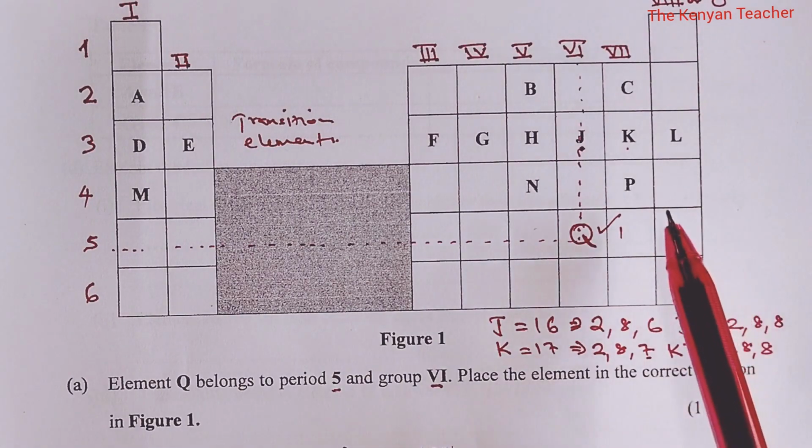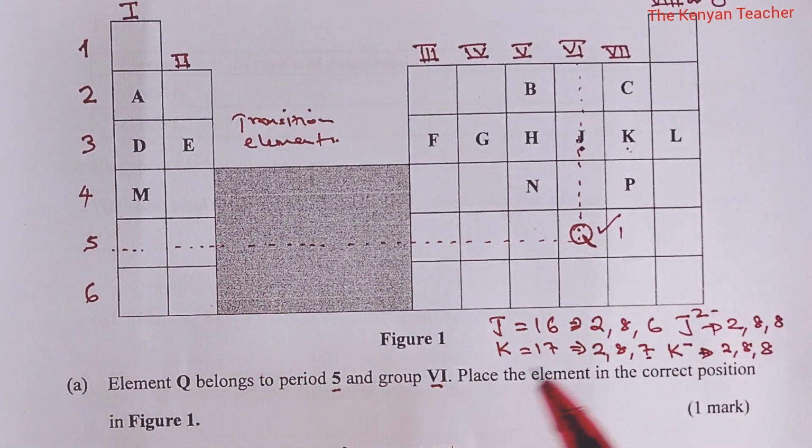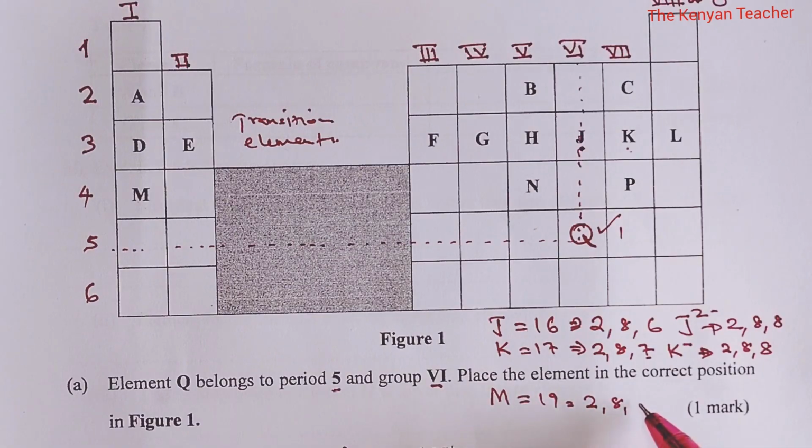To M, this is 17, 18. M now is atomic number 19. 19 would have a configuration of 2, 8, 8, 1, but it is forming a cation with a charge of 1 positive. So that means we are losing the outer electron to form the ion. For that reason, our ion M+ would also have a configuration of 2, 8, 8.